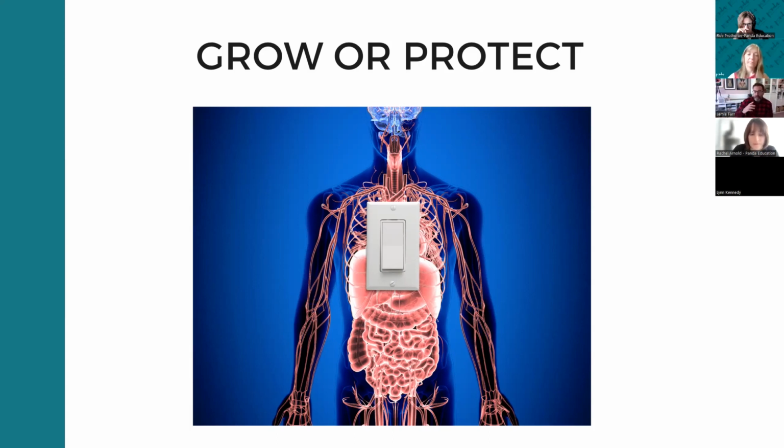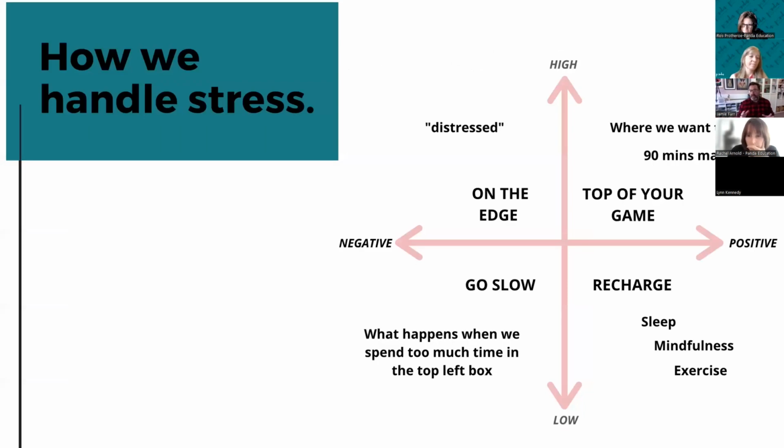What we can do, and I'll give you some tips in a moment, is through thinking, through breathing, through understanding the situation, through making things rational, we can flick that switch between grow and protect, from our sympathetic to parasympathetic nervous systems. I'm going to give you some tools on how we can do that in a moment. First, let's just look at how we handle stress. This is a big deal.